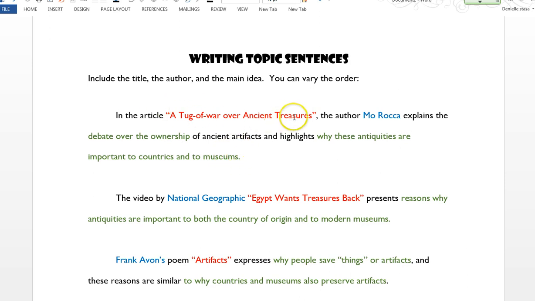So in red here, I have the title of the article. In blue, I've included the author. In green, I've included a real brief summary, a main overview of what the article was about. Make sure it's a complete sentence. So if you start with a prepositional phrase like this, make sure you have a subject and a verb. Here, Mo Roca is my subject, explains is the verb. And then this is what is explained.